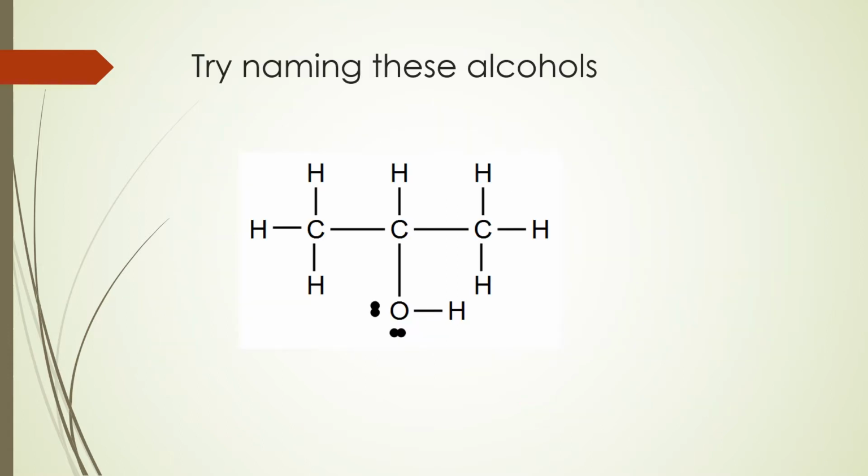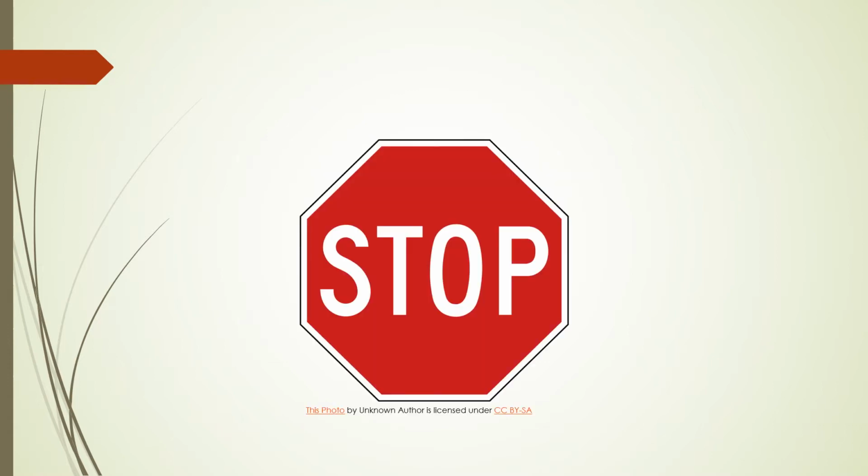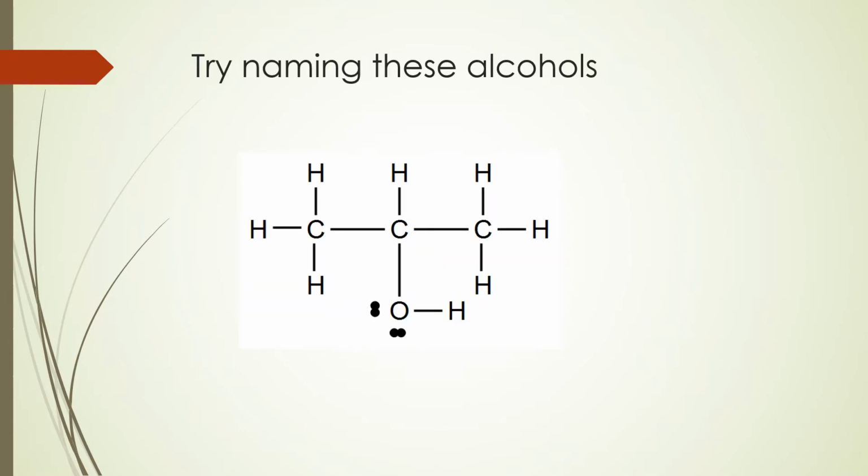Now let's try naming these alcohols. You will need to stop the video so that you can name it and then start it again to see the answer. So here's the OH group, the hydroxyl group, and it's located on carbon 1, 2, 3. So this is propan-2-ol.